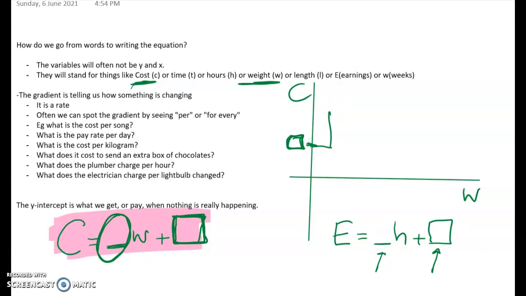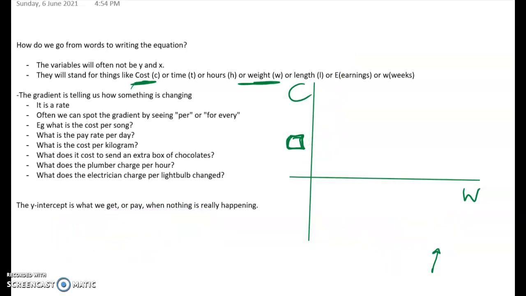Okay, so now finally what we're going to do is look at some clues that tell you what the gradient is from the words. Okay, so the gradient is telling us how something is changing. So it's a rate. And keywords are often for every or per. So if you see the cost per song in a question, that's telling you about the gradient. The pay rate per day.